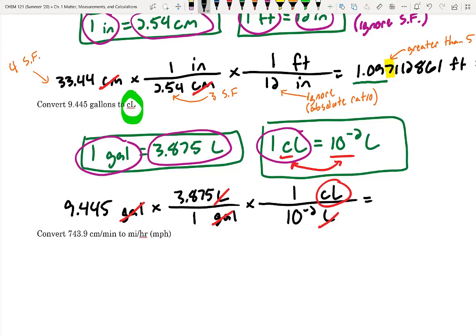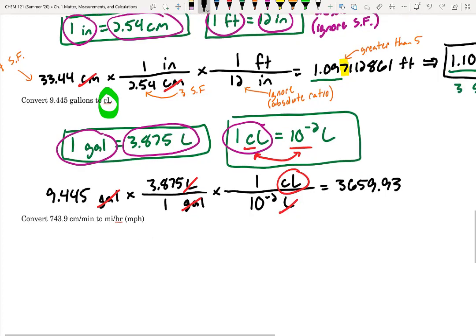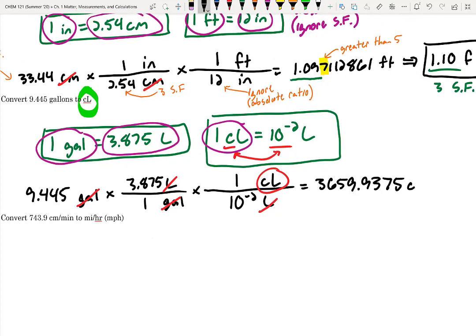And let's go ahead and do this on my calculator. So I've got 9.445 times 3.875 times 10 to the 2. All right, and I'm getting 3659.9375 centiliters. But we're not quite done yet.